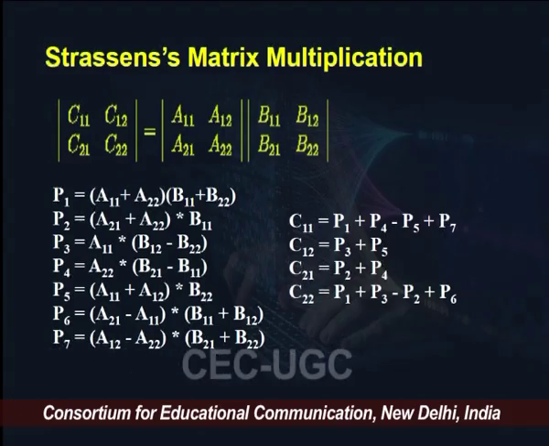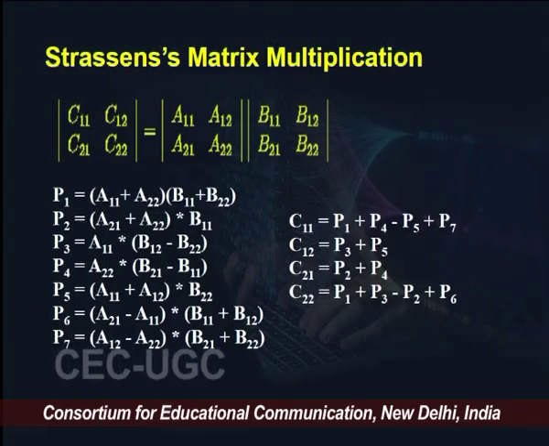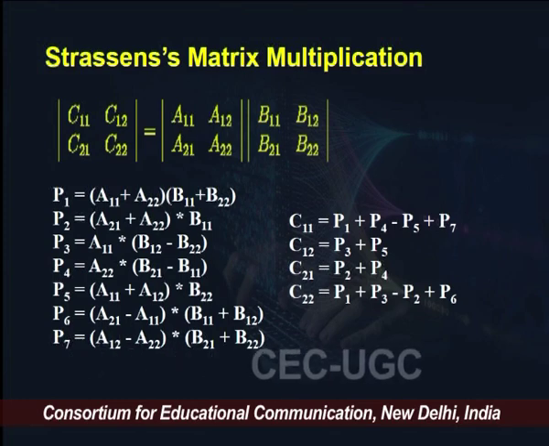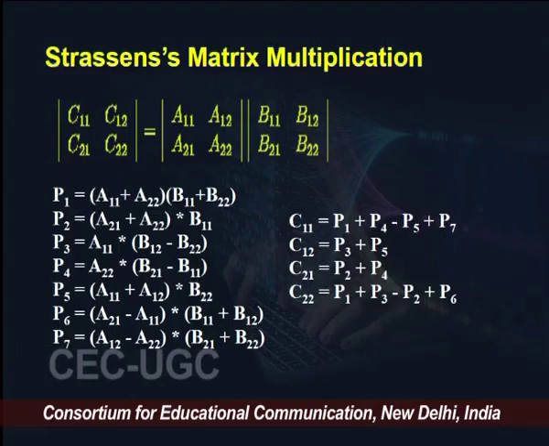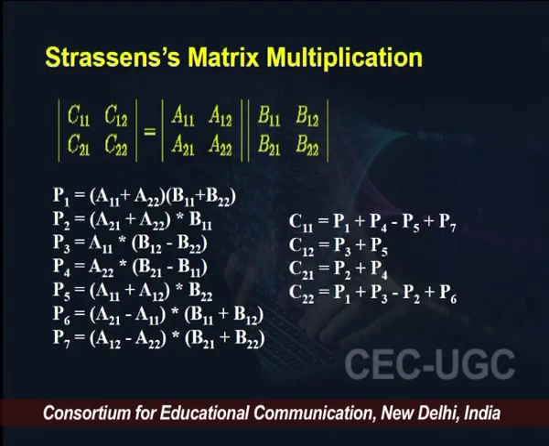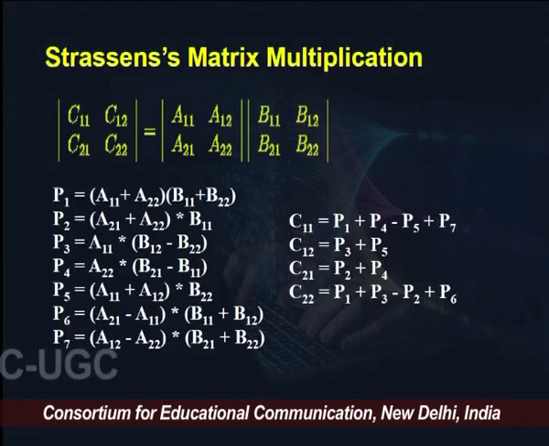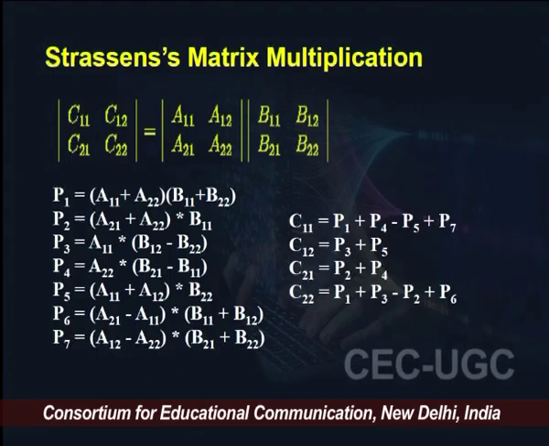After determining all these intermediate values, P1 to P7, we are going to determine the elements of our resultant matrix, which are C11, C12, C21 and C22. So, C11 here is P1 plus P4 minus P5 plus P7. C12 can be calculated by P3 plus P5. C21 is equal to P2 plus P4. C22 is equal to P1 plus P3 minus P2 plus P6.